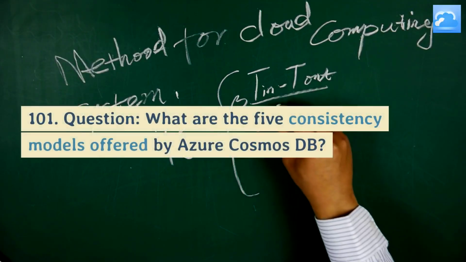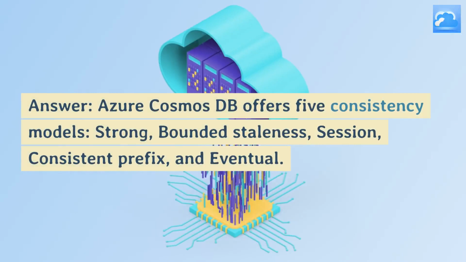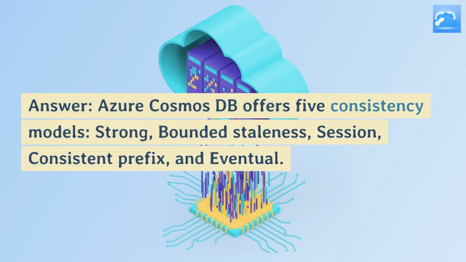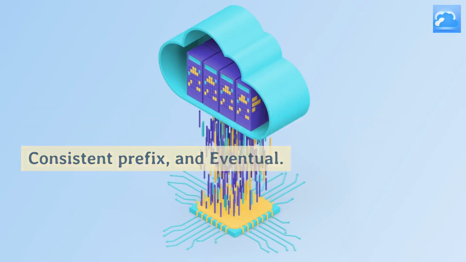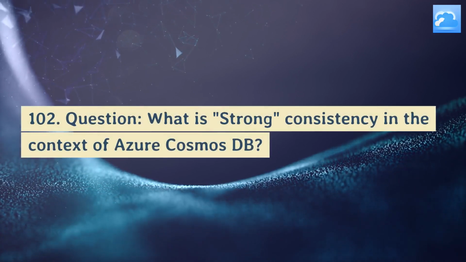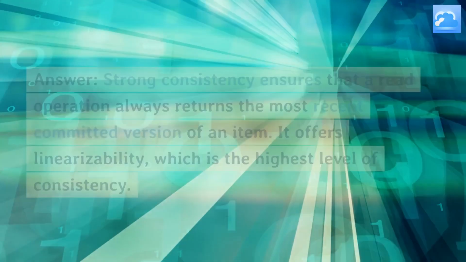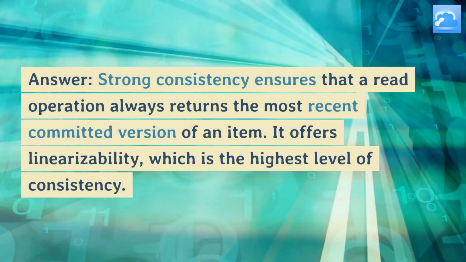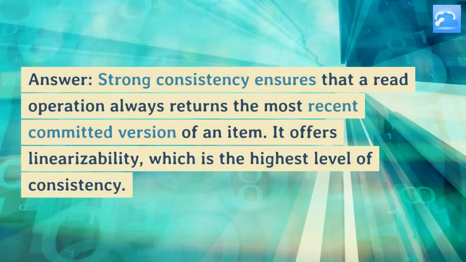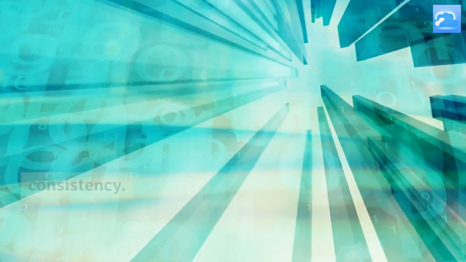101. Question: what are the 5 consistency models offered by Azure Cosmos DB? Answer: Azure Cosmos DB offers 5 consistency models: strong, bounded staleness, session, consistent prefix, and eventual. 102. Question: what is strong consistency in the context of Azure Cosmos DB? Answer: strong consistency ensures that a read operation always returns the most recent committed version of an item. It offers linearizability, which is the highest level of consistency.